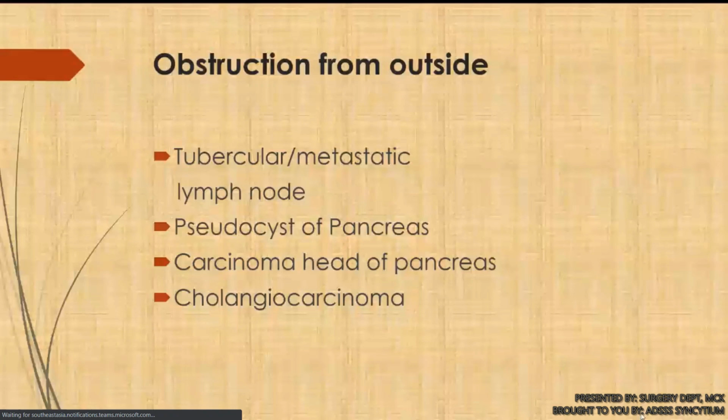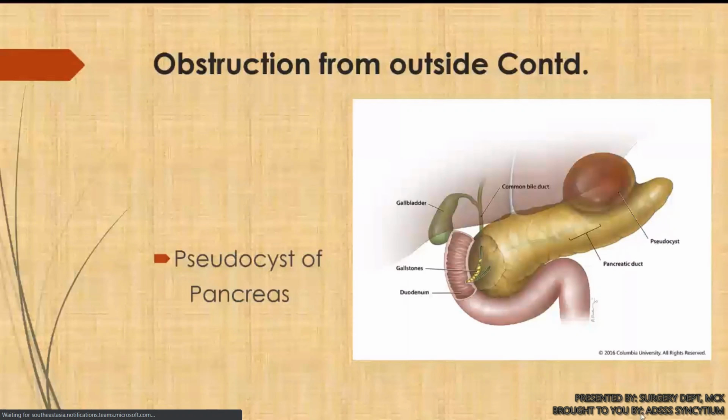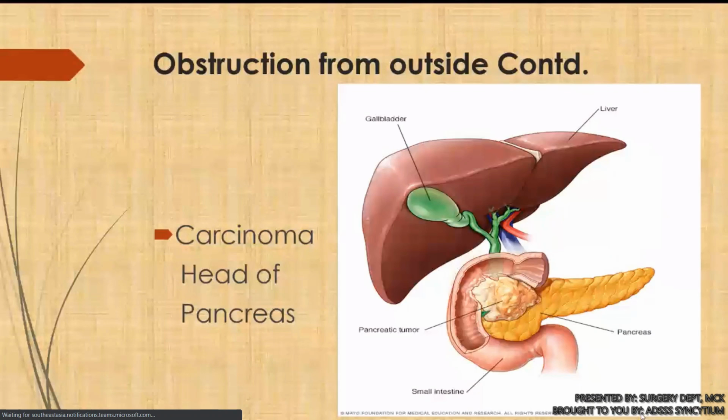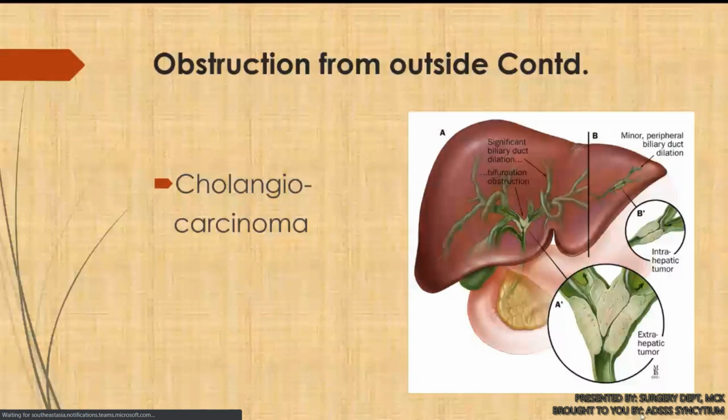This is a pseudocyst of the pancreas, but the picture is far away. It is in the tail region. If it occurs in the head region, then it can cause obstruction to the gastric outflow. Carcinoma of the head of the pancreas truly causes obstruction to the duodenum, the second part of the duodenum. Cholangiocarcinoma again causes obstruction to the duodenum.